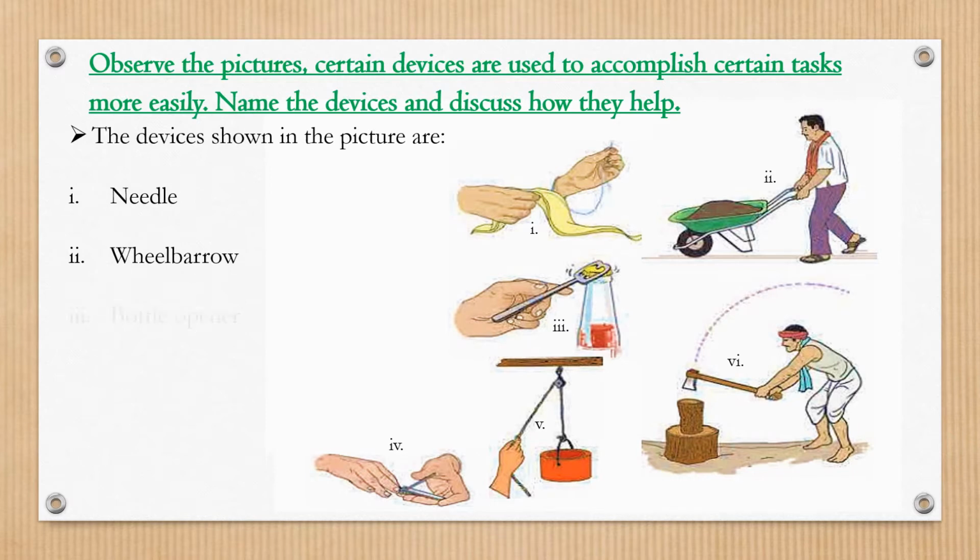Then the next picture is a bottle opener. A bottle opener helps to remove the tightly fitted metal caps of a bottle with ease. Then the fourth picture is a nail cutter. A nail cutter is a simple device used to cut nails with minimum effort. Then the fifth one is a pulley. A pulley is a simple machine used to lift weights with ease and convenience. And the next is an axe. An axe is used for cutting wood.